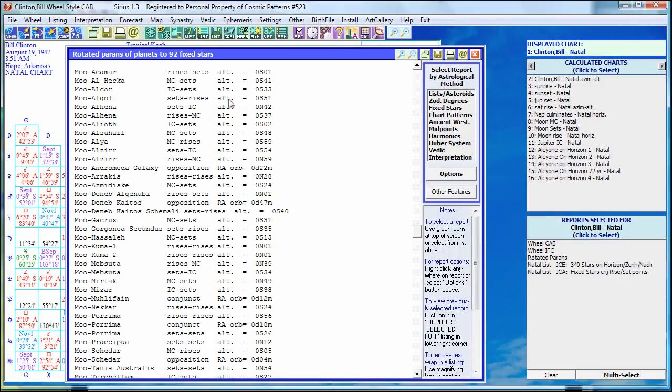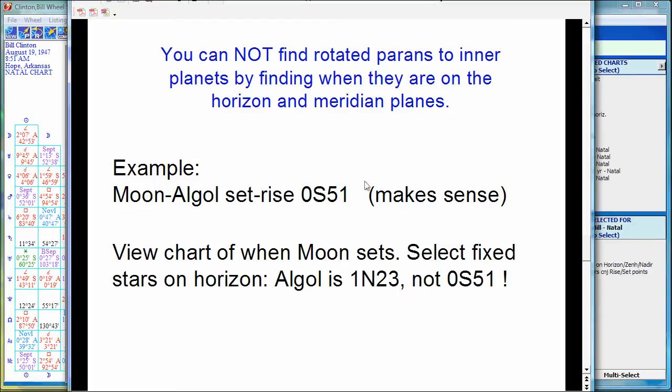But I can't find that by going forward and backward in time because the moon has motion. So you have to rotate the sky using spherical trigonometry. And fortunately, you don't have to learn spherical trigonometry. The program does it for you and solves it for you. All right, so that's rotated parans.